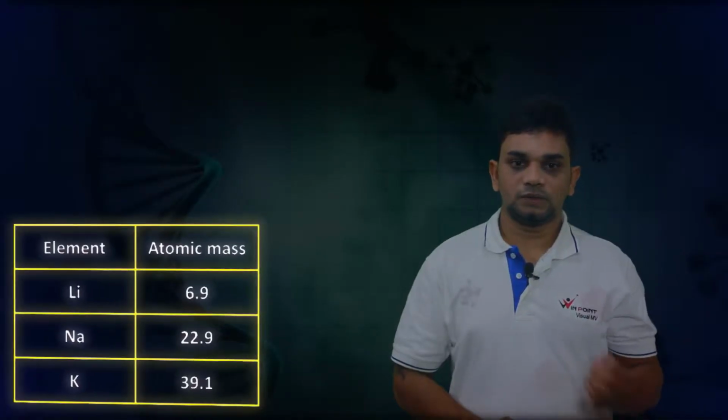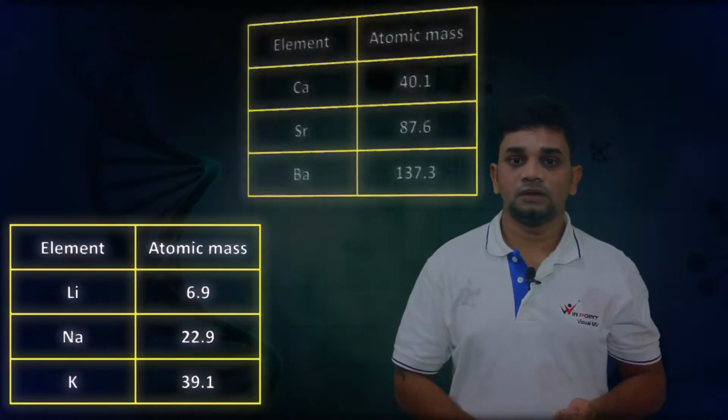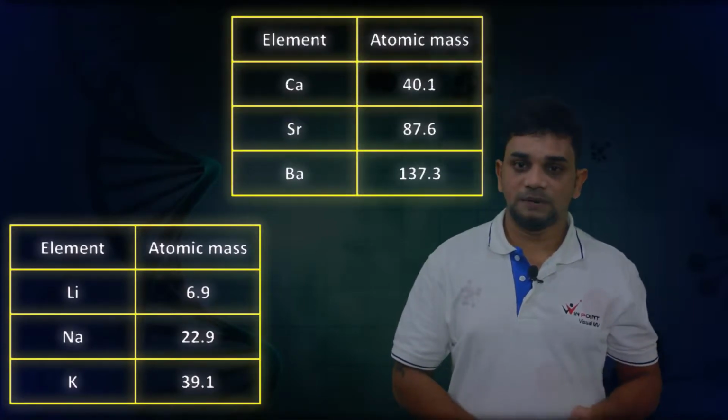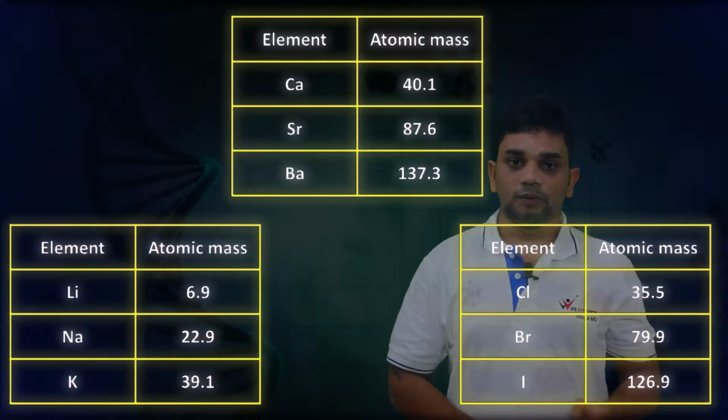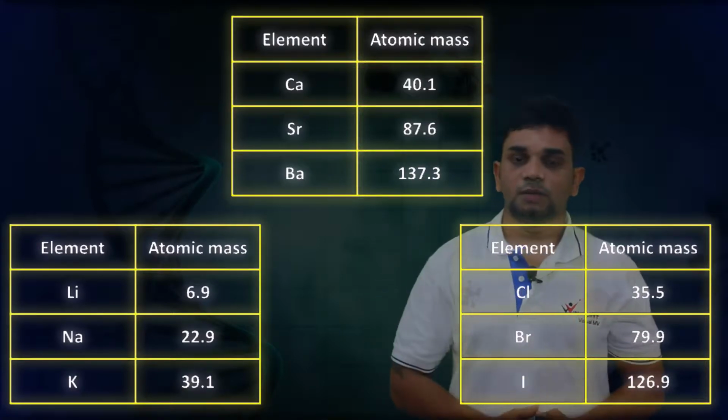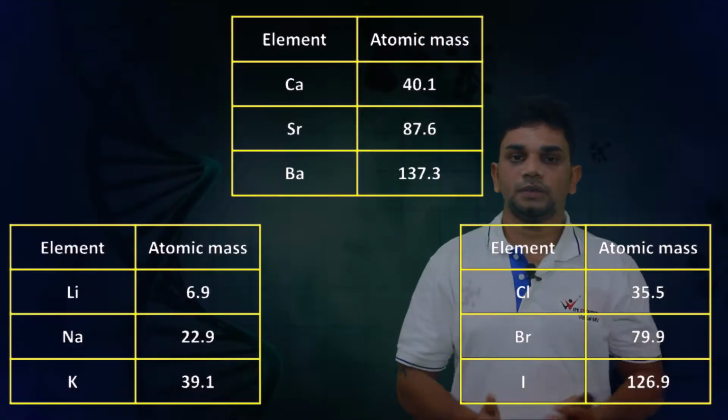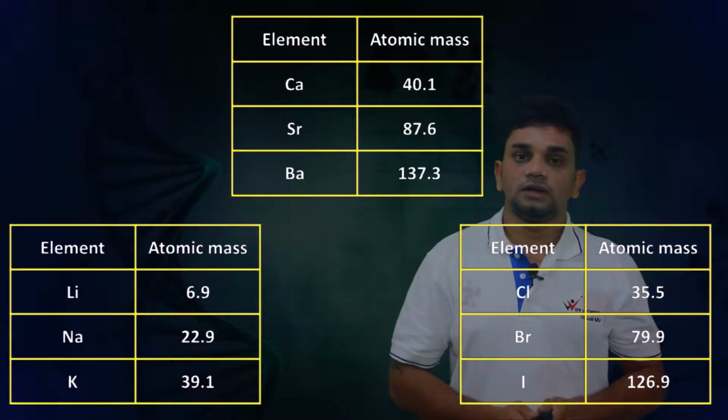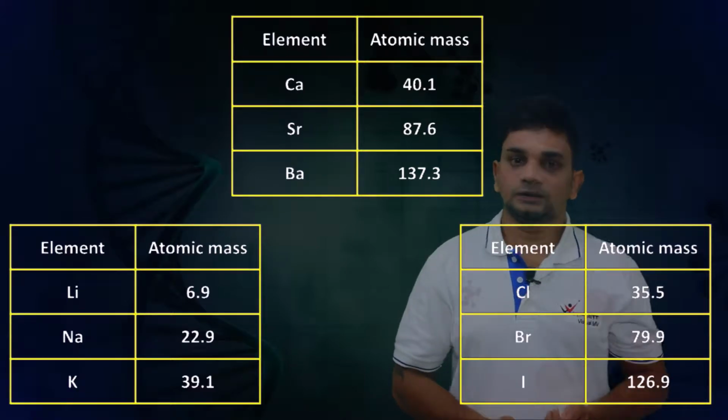Can you give examples of triads? Yes, first one, lithium, sodium, potassium; calcium, strontium, barium; chlorine, bromine, iodine. These are the triads given by Dobereiner. We need to compare these triads with Newlands' classification. So let's check Newlands' classification.